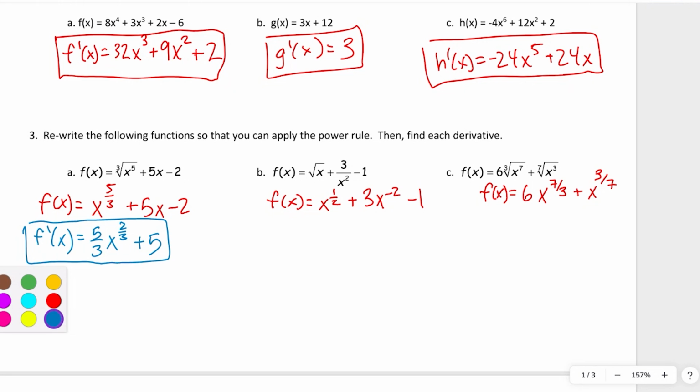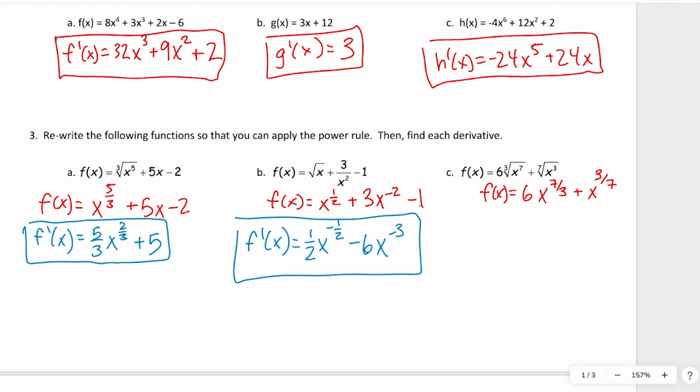For part B, f prime x, or the derivative of f, will be 1/2 times x to the power of negative 1/2, plus, or actually, since I'm multiplying by negative 2, it needs to be minus 6x to the negative 3rd. And then the derivative of negative 1 is 0. So we're going to leave it at that.